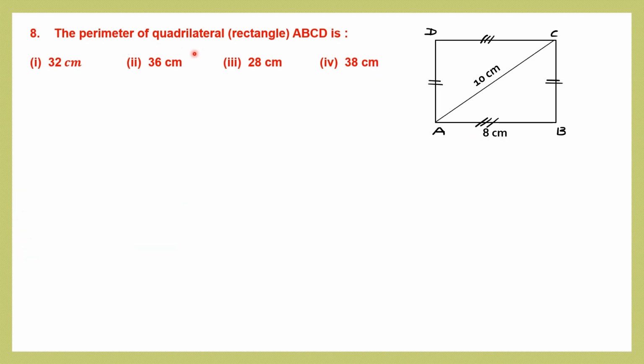Question 8. The perimeter of quadrilateral, that means the rectangle ABCD, is which one here? So this is our rectangle and we have certain markings here. Here can you see it's 8 centimeters. The diagonal is 10 centimeters. Now we know in a rectangle the opposite sides are equal. So if this is 8 centimeters, the opposite side is also 8 centimeters. So this is 8 centimeters. Now we have to find these two sides. So remember, the perimeter will be when you add up all sides, or if you know the formula for perimeter for rectangle, you can apply that formula.